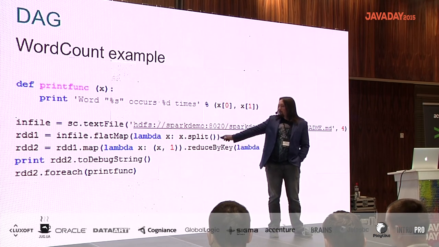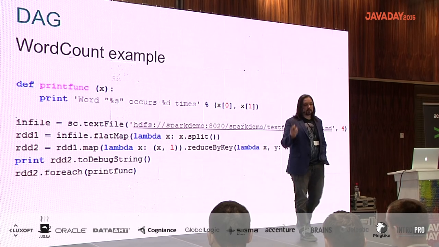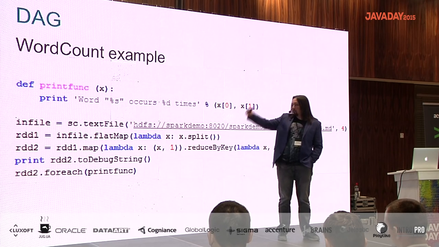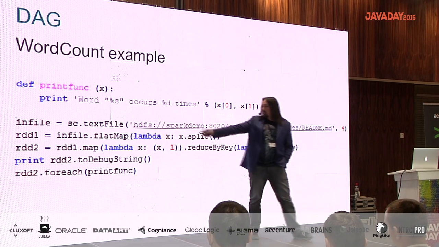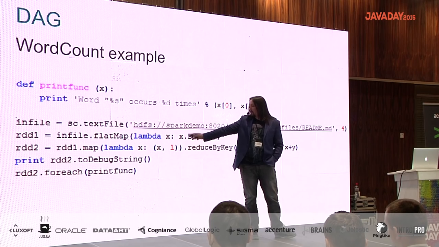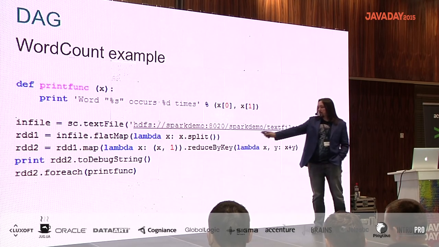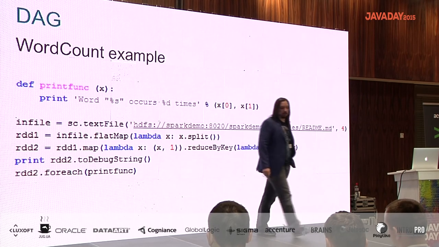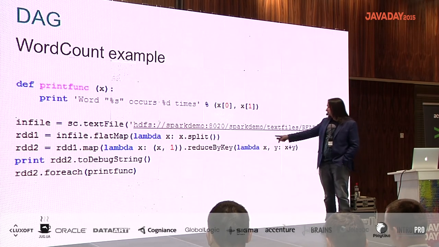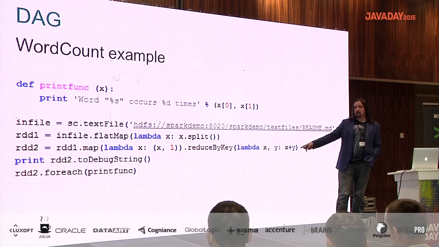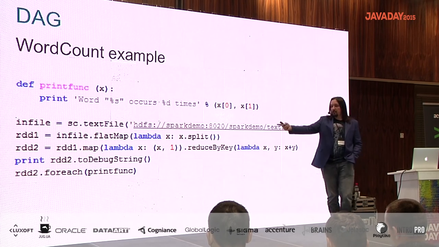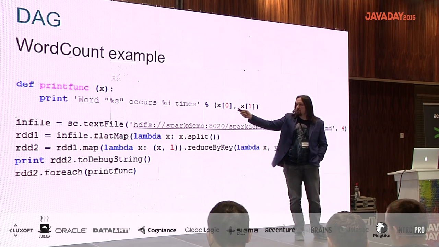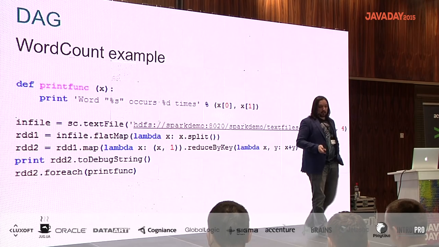So you split it by the new line characters, by the space characters, and tab characters. For each line, you output each word separately. Then you map each word to the word and one. Then you reduce by key. It means that you get the word as a key and one as a value. You execute reduce by key, and the reduce function is just a sum. So that's it. Then for each of the values, you execute the print function, and the print function just prints the output.